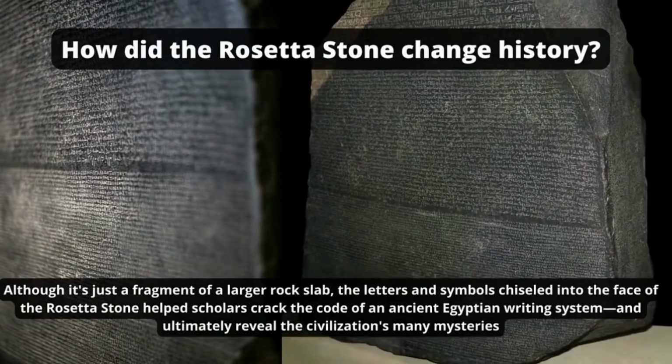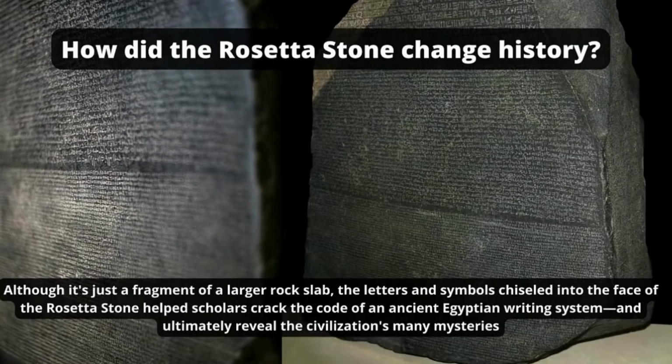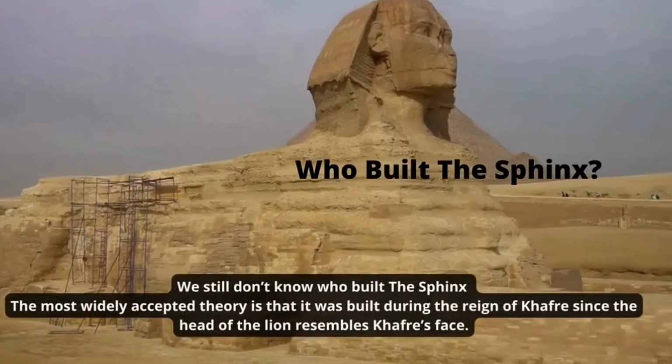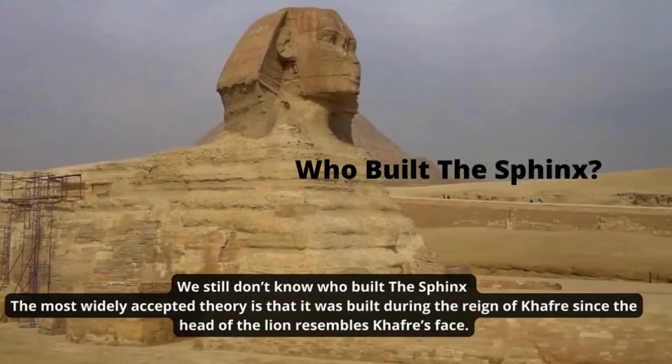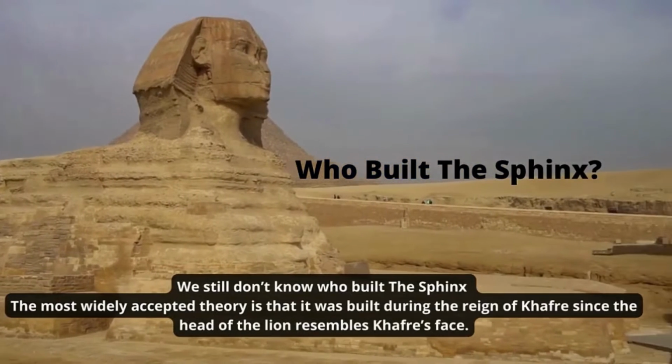How did the Rosetta Stone change history? Although it's just a fragment of a larger rock slab, the letters and symbols chiseled into the face of the Rosetta Stone helped scholars crack the code of an ancient Egyptian writing system, and ultimately reveal the civilization's many mysteries.